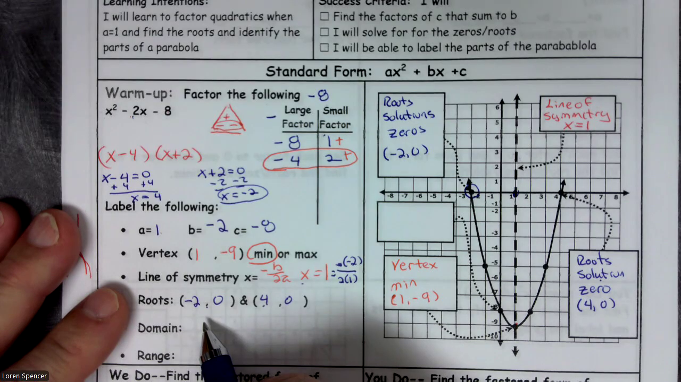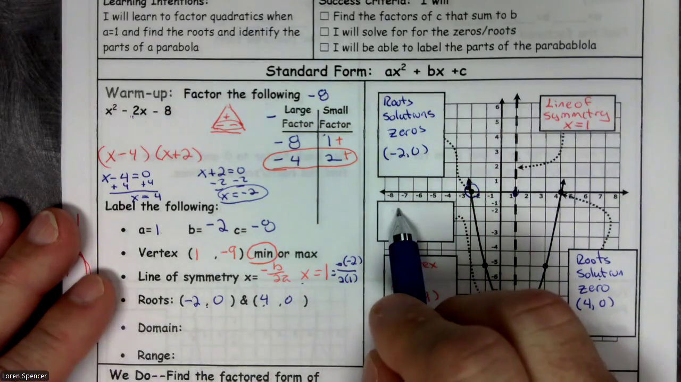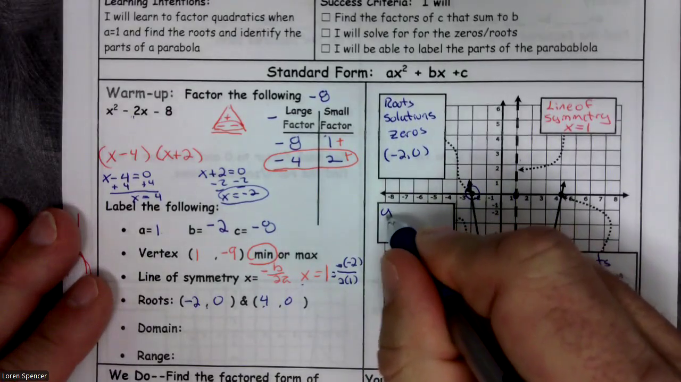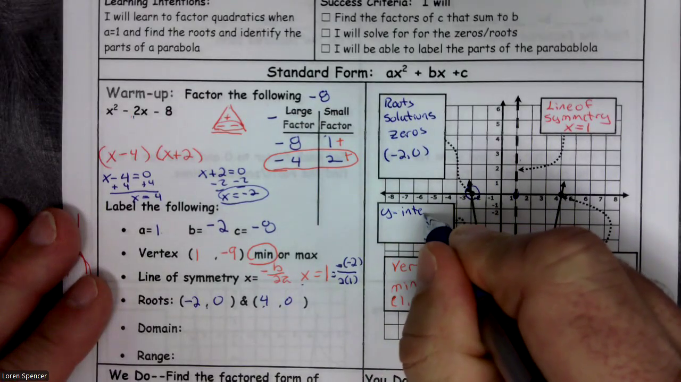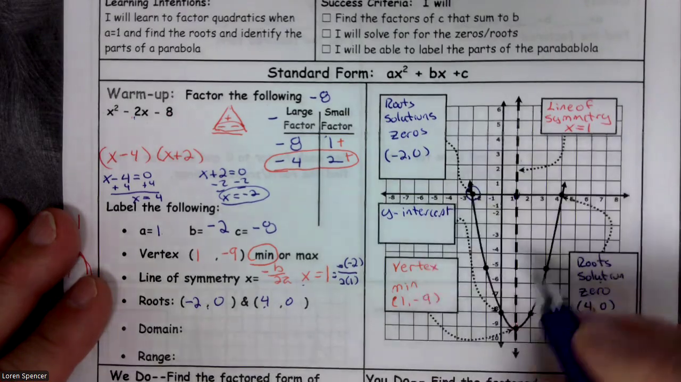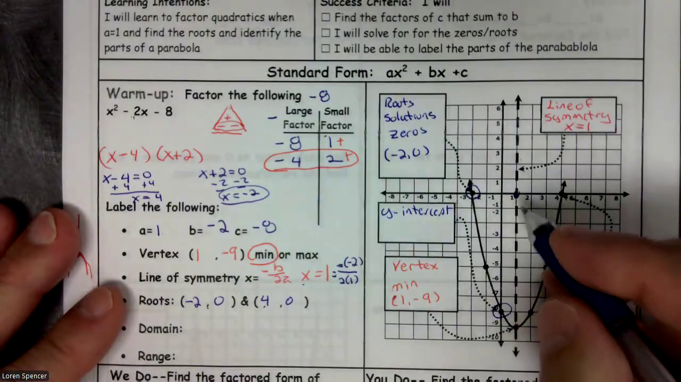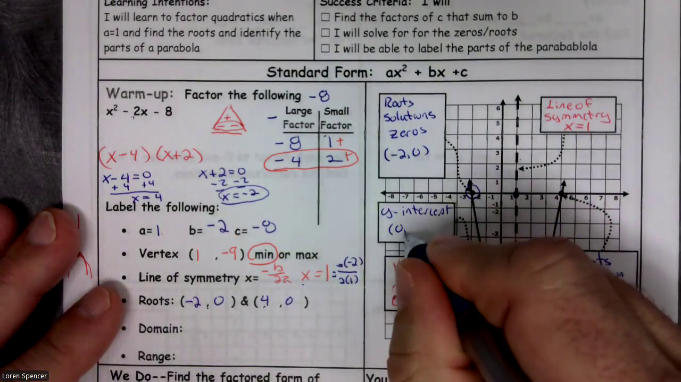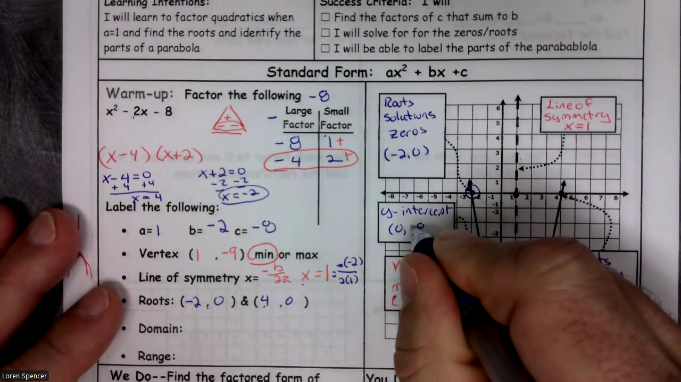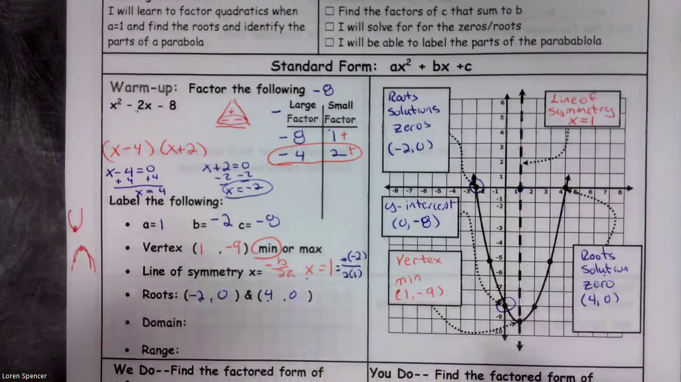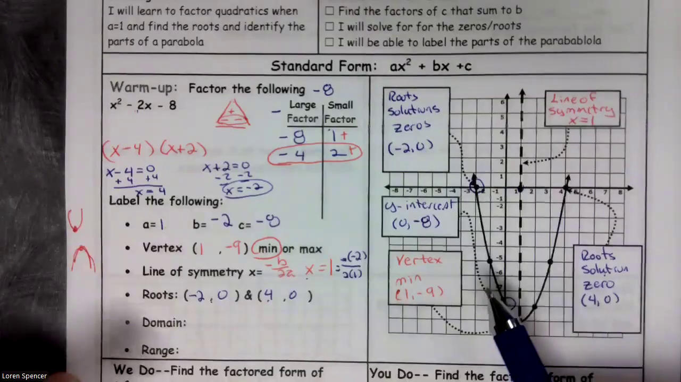Okay. We had one other thing marked on this, and this is the y-intercept. And that's where it hits the y-axis. And I see that it hits the y-axis at (0, -8).